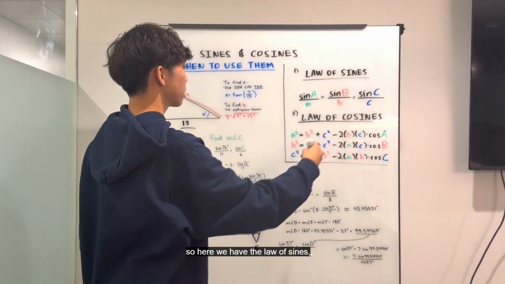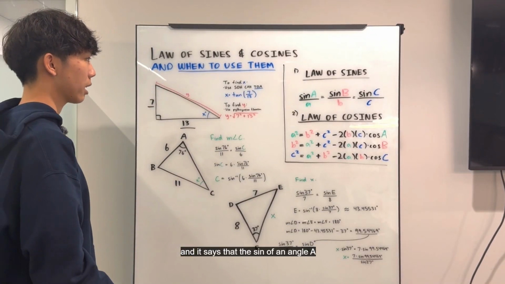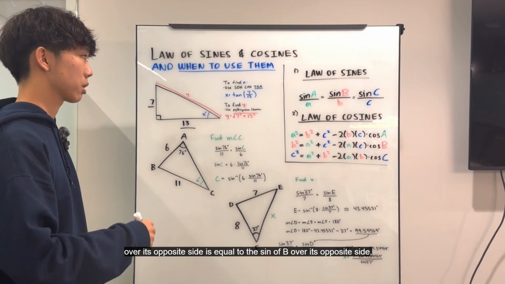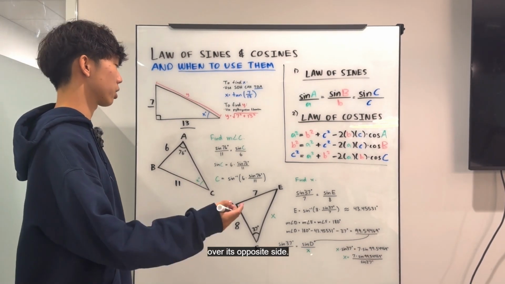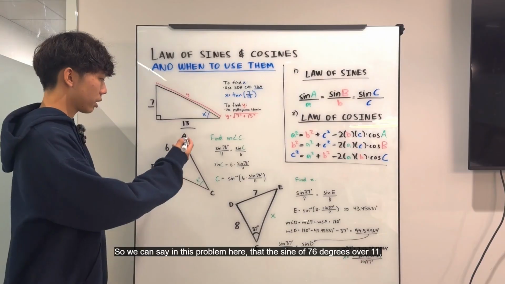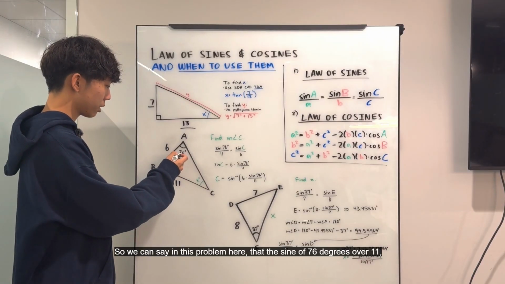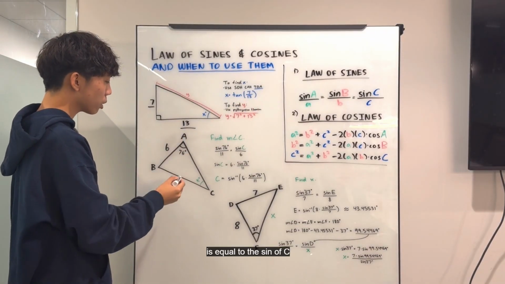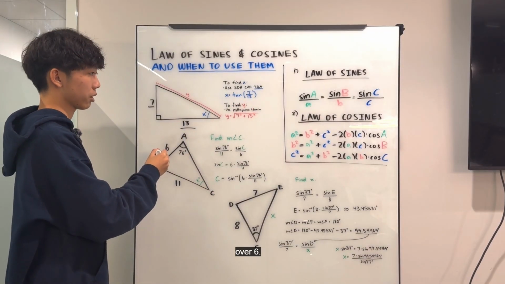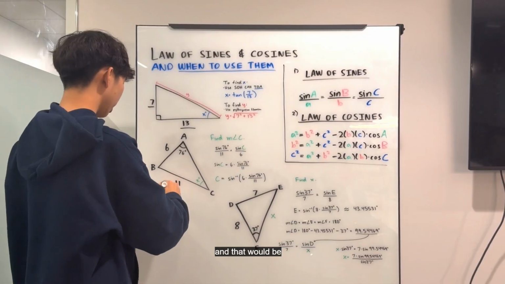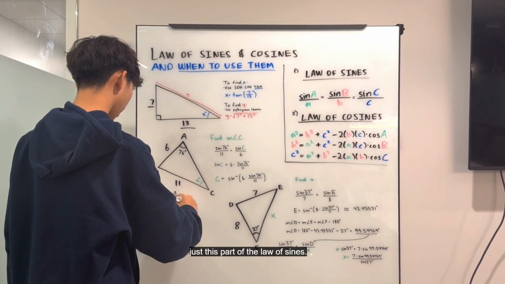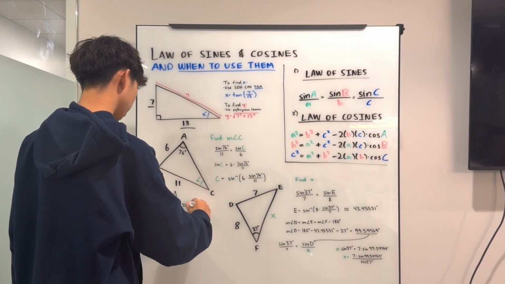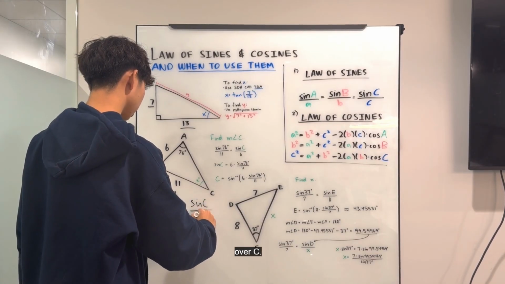Here we have the law of sines, and it says that the sine of an angle A over its opposite side is equal to the sine of B over its opposite side, which is equal to the sine of C over its opposite side. So we can say in this problem that the sine of 76 over 11, which is the sine of A over a, is equal to the sine of C over 6. That's what we wrote here, just this part of the law of sines: sine A over a is equal to sine C over c.